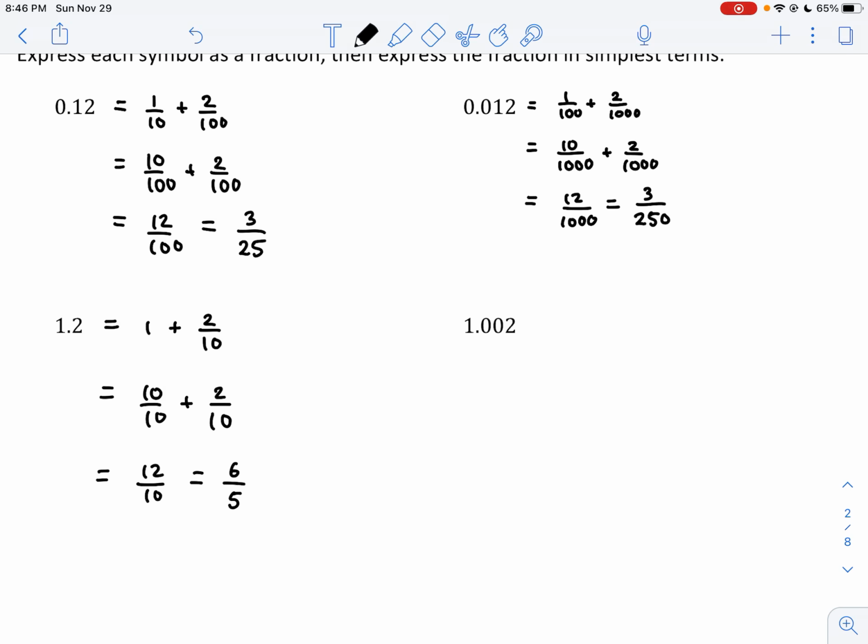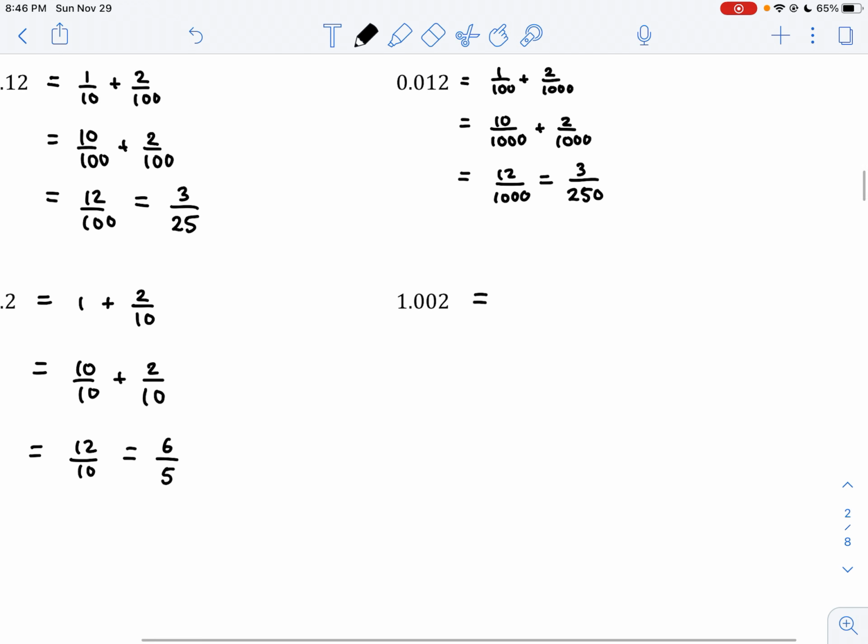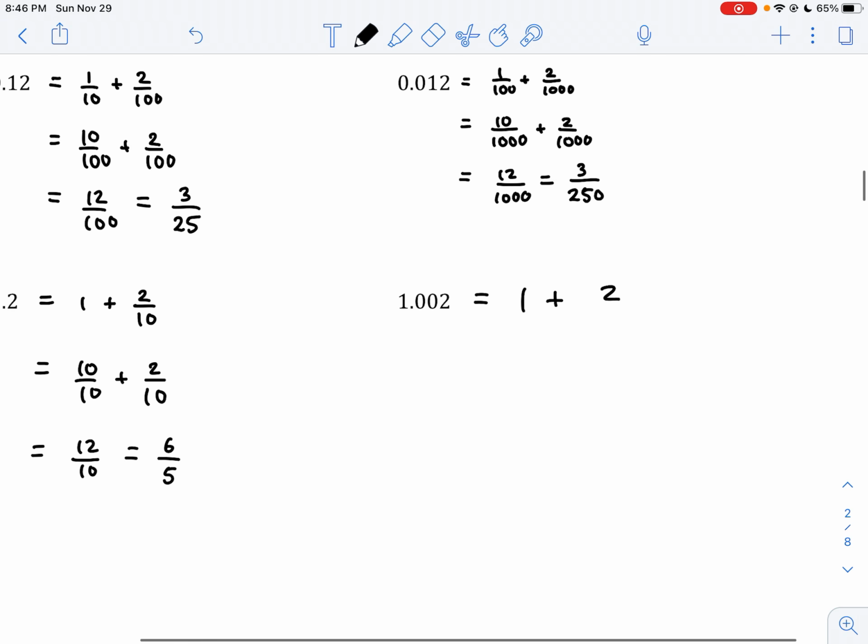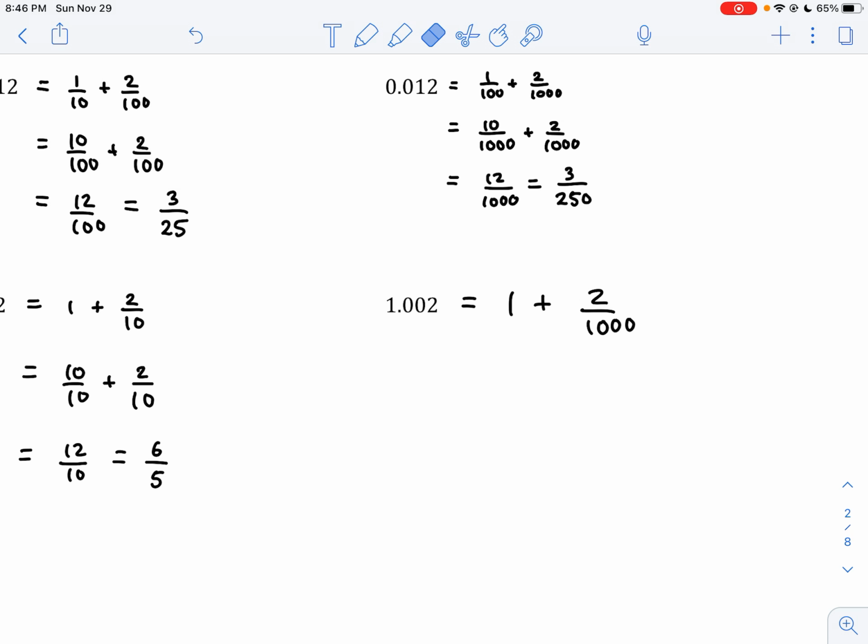And then finally, let's do 1.002. So the 1 to the left of the decimals just stands for 1 whole unit, plus we have 0/10, 0/100, but 2/1000. And again, don't bother writing that as 1/500. Just keep that 2 over 1,000. But do express this 1 in terms of thousandths. So 1 is the same thing as 1,000 thousandths.